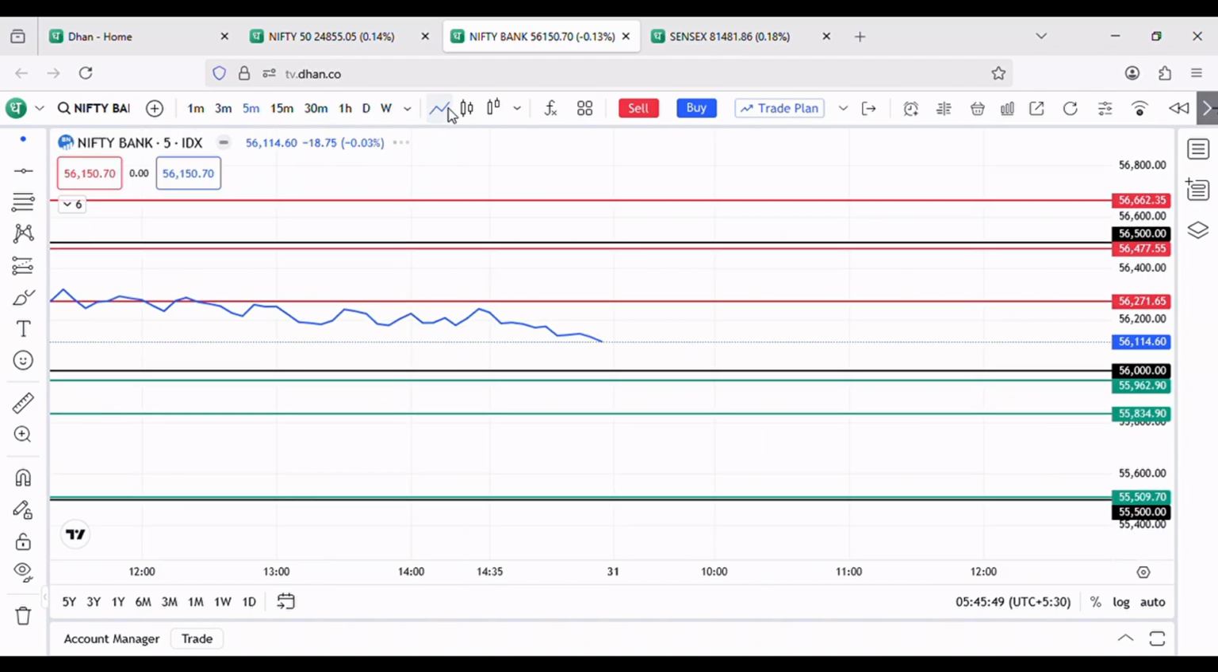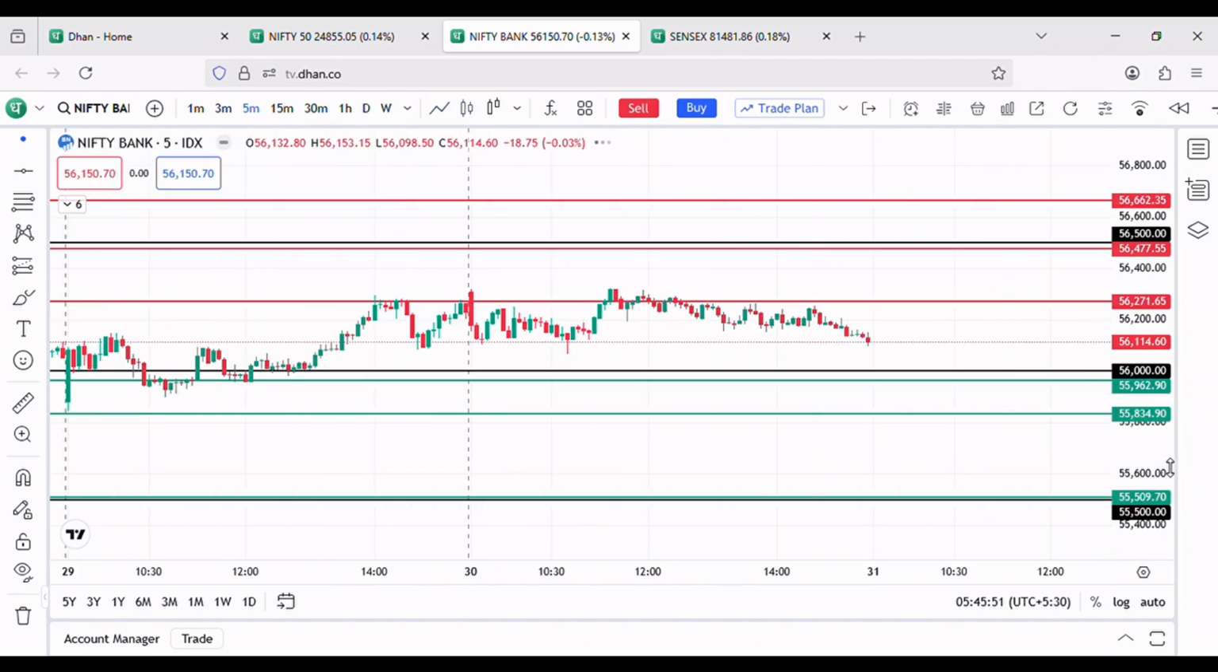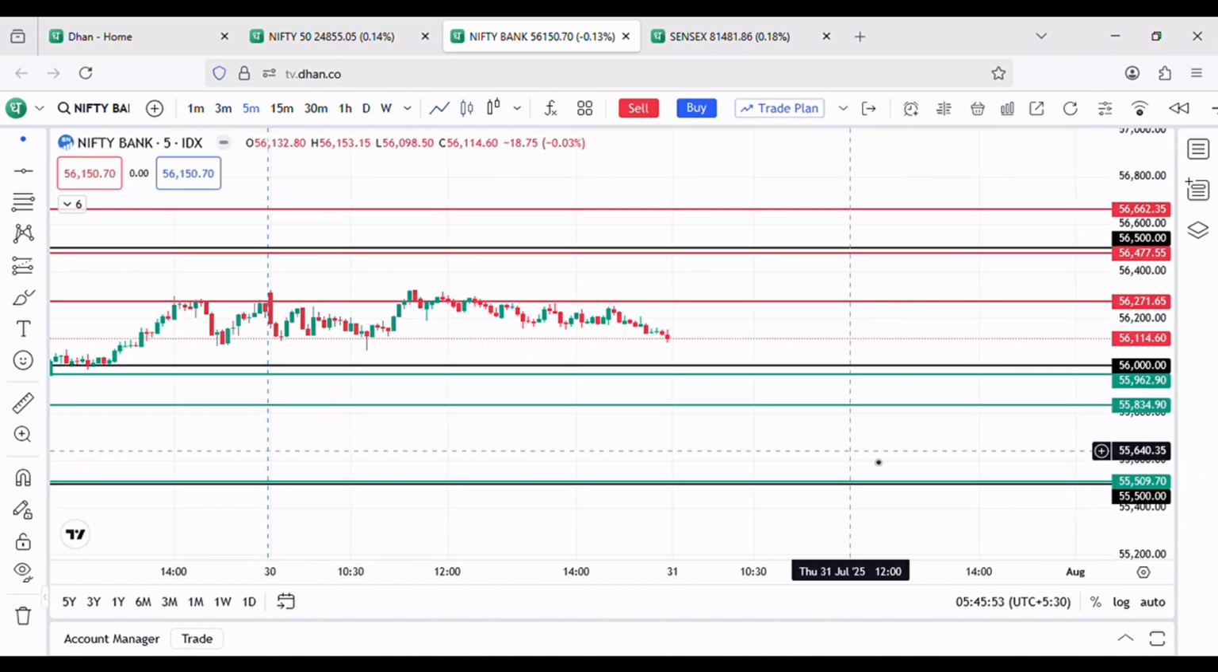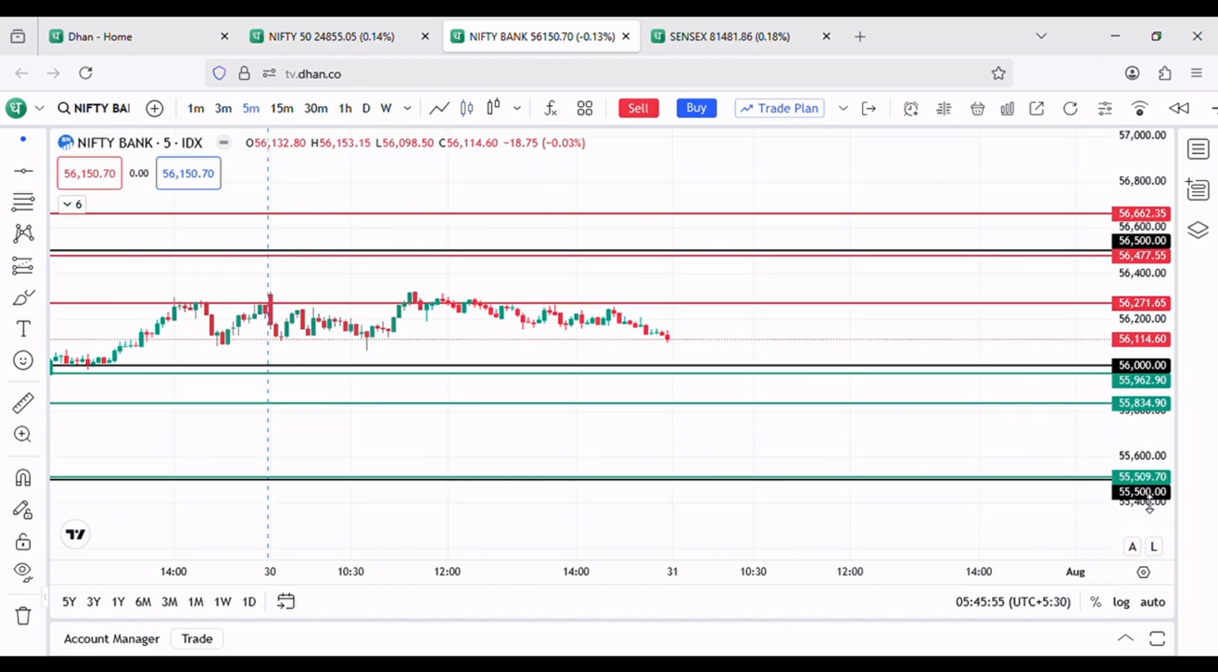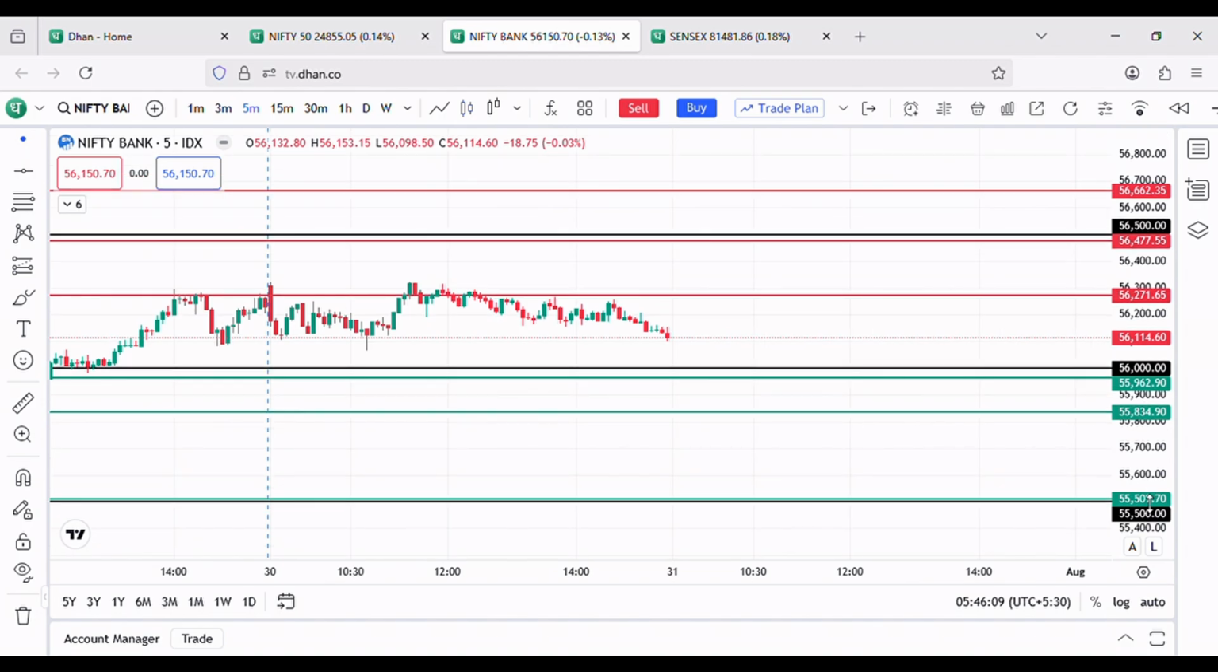Change it into 5 minutes candlestick. So these are the important support and resistance levels for Bank Nifty, and the important round numbers are also marked using the black color line. You can pause and mark it.